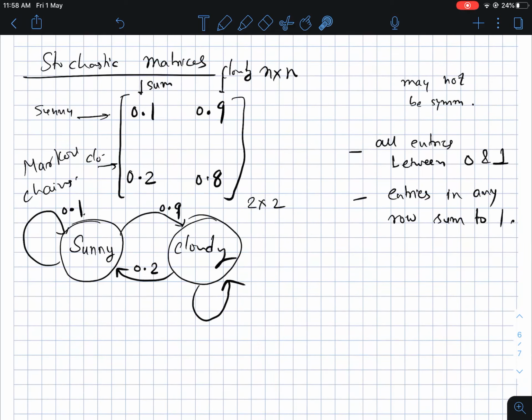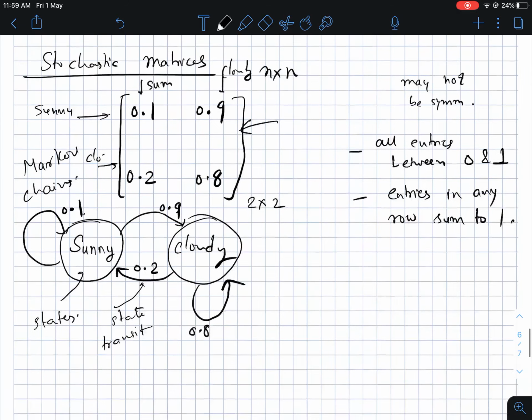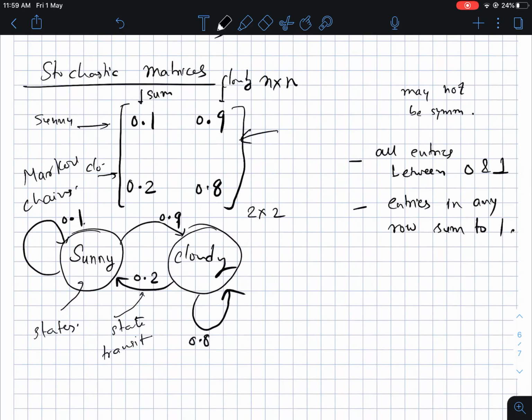Similarly, if the weather is cloudy today, with 0.2 probability it becomes sunny, and with 0.8 probability it stays cloudy. So somehow the city has a predisposition towards cloudy weather, it would seem. Anyway, that's the model here. When we study Markov chains like this, these things are called states, and these are called state transitions, when you move from one state to the other with probabilities. That's when you get something called a stochastic matrix.